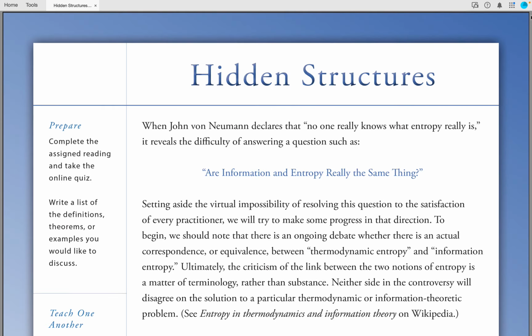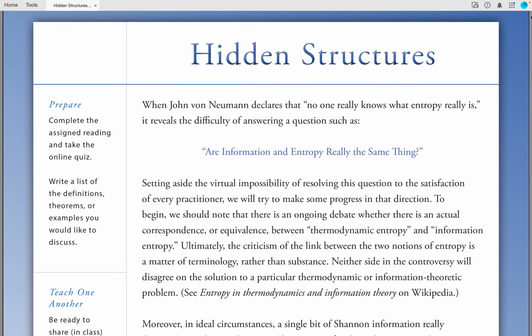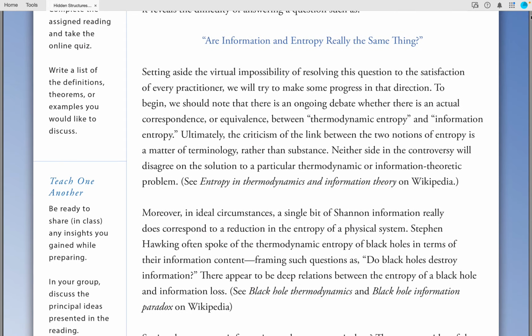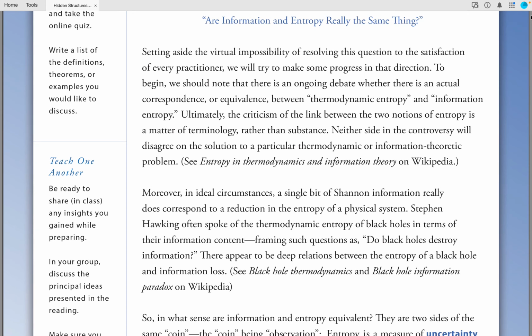When John von Neumann declares that no one really knows what entropy really is, it reveals the difficulty of answering a question such as, are information and entropy really the same thing? Setting aside the virtual impossibility of resolving this question to the satisfaction of every practitioner, we will try to make some progress in that direction. To begin, we should note that there is an ongoing debate whether there is an actual correspondence or equivalence between thermodynamic entropy and information entropy. Ultimately, the criticism of the link between the two notions of entropy is a matter of terminology rather than substance. Neither side in the controversy will disagree on the solution to a particular thermodynamic or information theoretic problem.